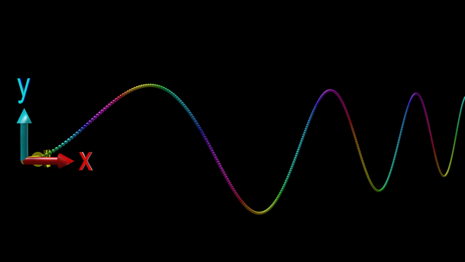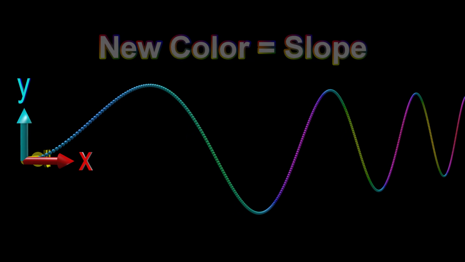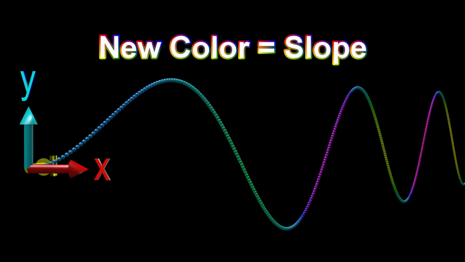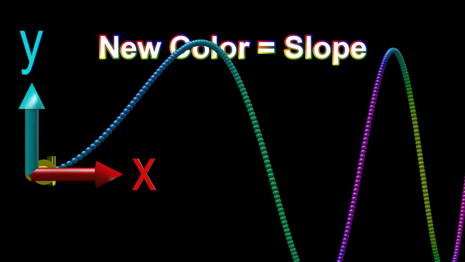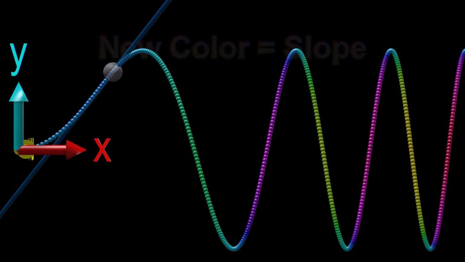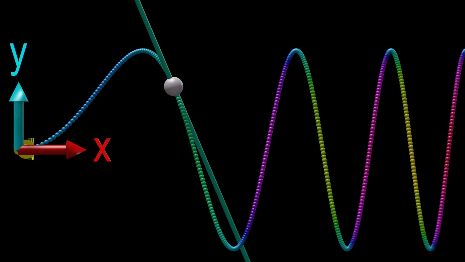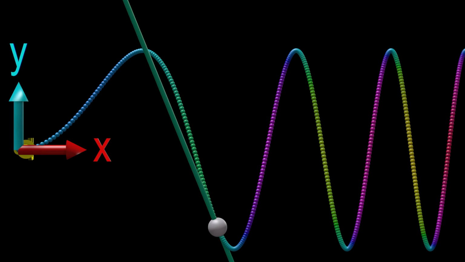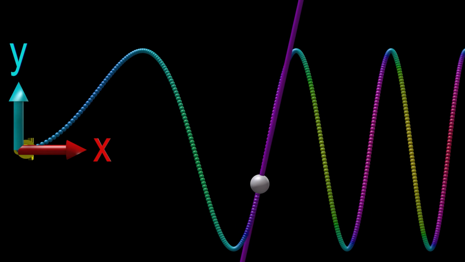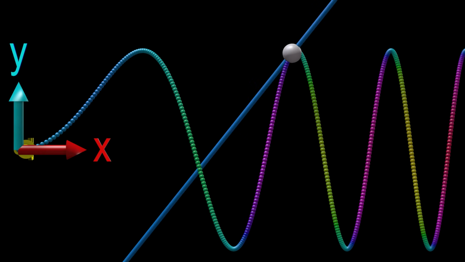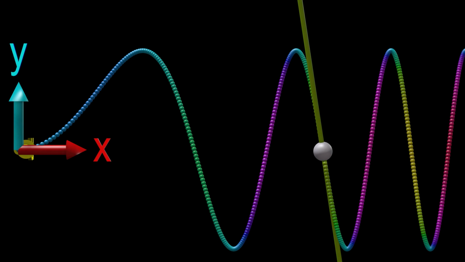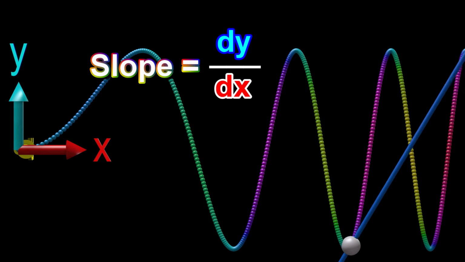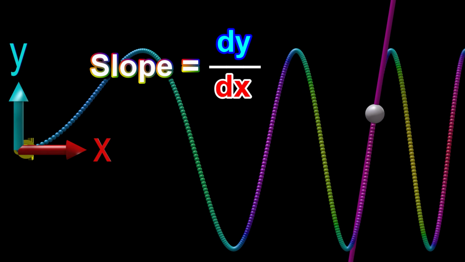Let us change the color of the graph so that it represents the slope at each point of the graph. Notice how the upward slopes get more and more red each cycle. Red indicates a large positive slope. The slope at each point in the graph is dy divided by dx. That is, the slope at each point is the small incremental change in y when x is increased by one small incremental unit.